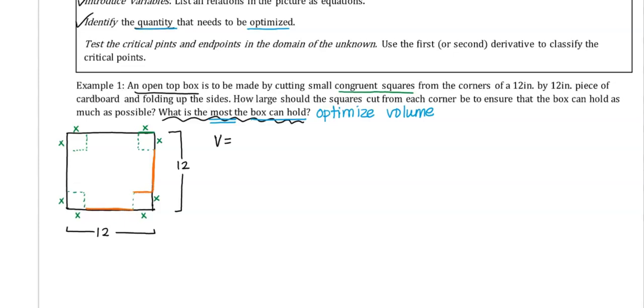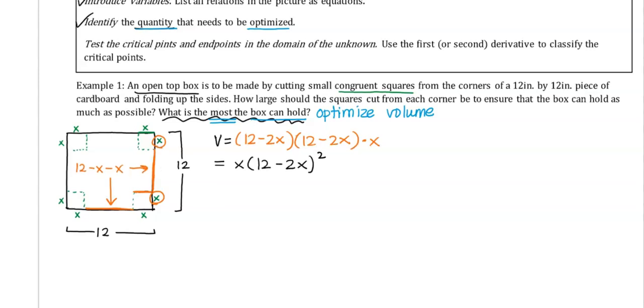So length times width times height. This orange piece right here, remember the entire side was 12, we took away this x at the top, and we also cut away that x at the bottom. So that orange piece is 12 minus 2x, as well as this orange piece, because we have the same thing going on on that other side. And then how tall the box is, x. So the volume of the box is x multiplied by (12 minus 2x) squared.